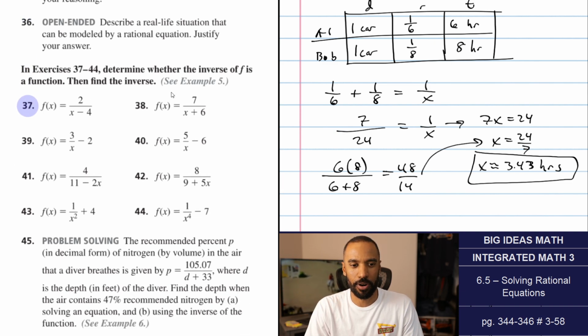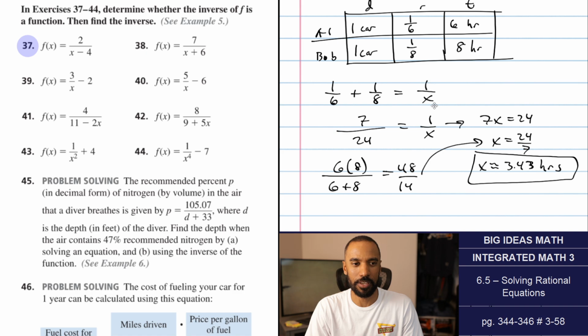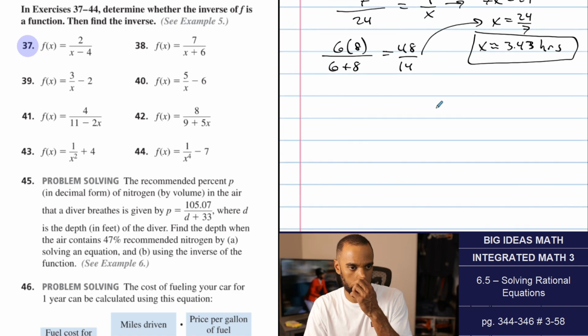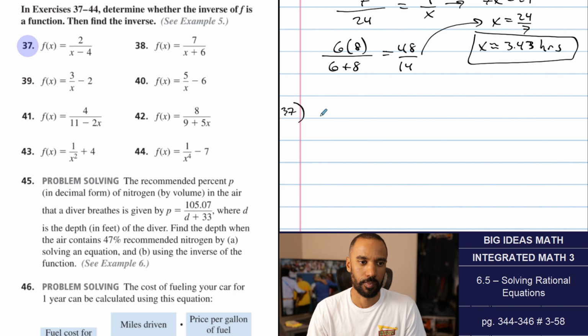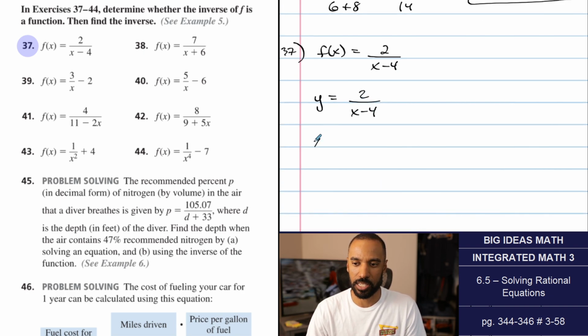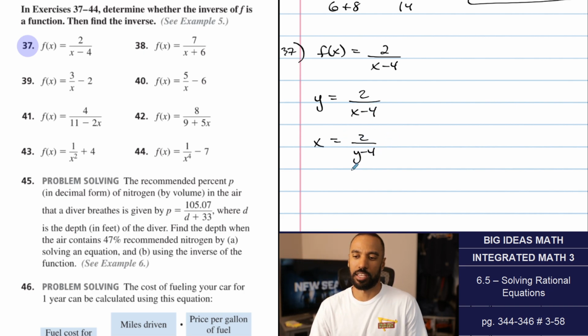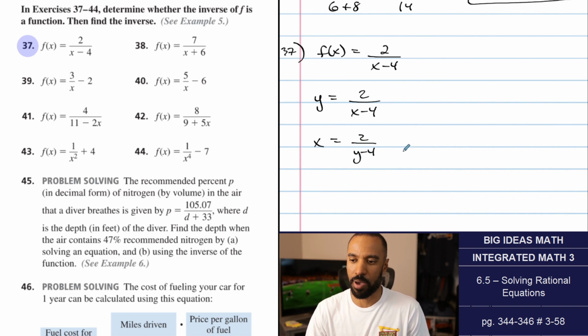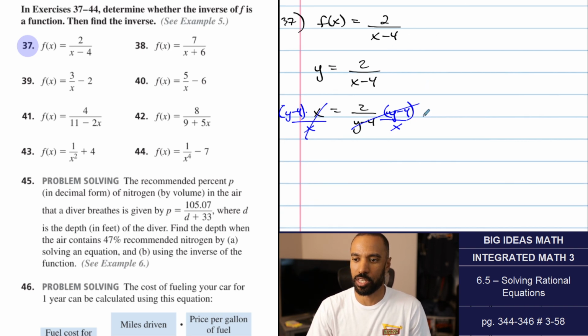All right, numbers 37 to 44. Determine whether the inverse of f is a function and then find the inverse. So f of x equals 2 over x minus 4 is our lead in here. We're going to turn f of x to y and then swap x and y to take the inverse. They don't ask us to graph unless that is their show. I'm going to multiply both sides by y minus 4. And in the process, I'm also going to divide both sides by x. What this does is it gets rid of things in the right way.